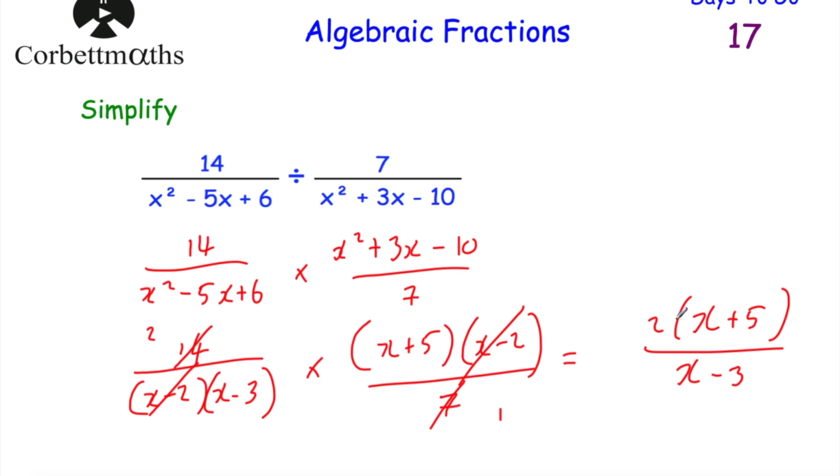Now at this point you could expand your brackets and write 2x plus 10 over x minus 3, but I probably would just leave it like that, and that's it. Okay, let's look at our next question.